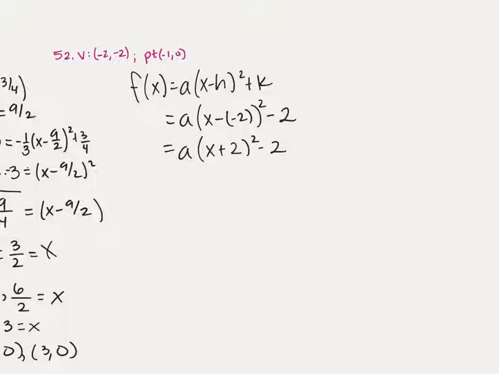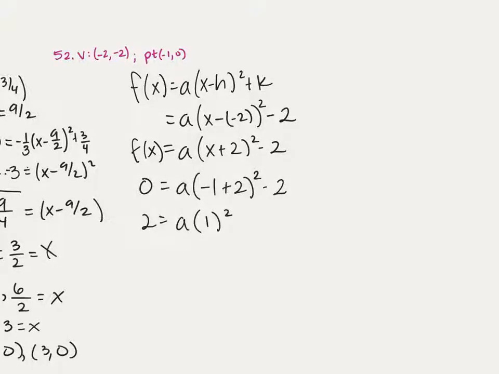That's my standard form. Notice there's a problem though. We need to figure out what a is. That's what this point comes in for. So we're going to plug in the point -1, 0. -1 is x. 0 is f of x, so 0 equals a times -1 plus 2 quantity squared minus 2. Add 2 to both sides. -1 plus 2 is 1, so a is equal to 2. So I have the function f of x equals 2 times x plus 2 quantity squared minus 2. That's my function.